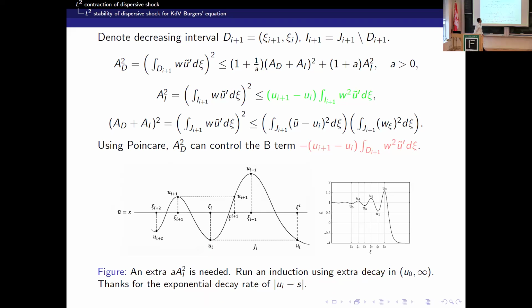The idea is to run an induction using the actual decay. In fact, we can use actual decay to get some L2 norm, and then move the average square to the left-hand side, changing it to L2 norm. The L2 norm you can break, then you can do the rest. And we can make this happen because we have exponential decay on the traveling wave, so the height decays exponentially. Okay, so we can make this happen.